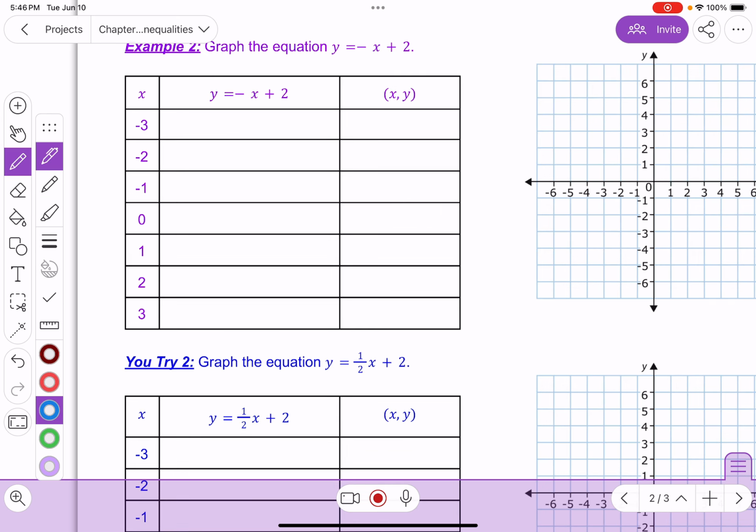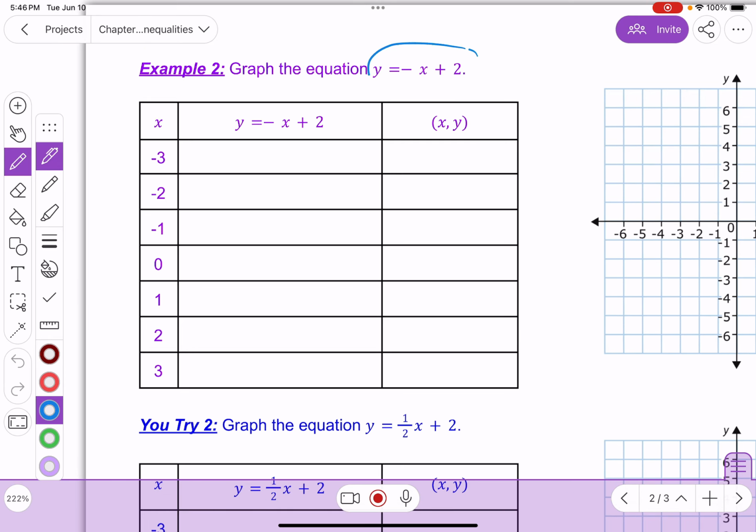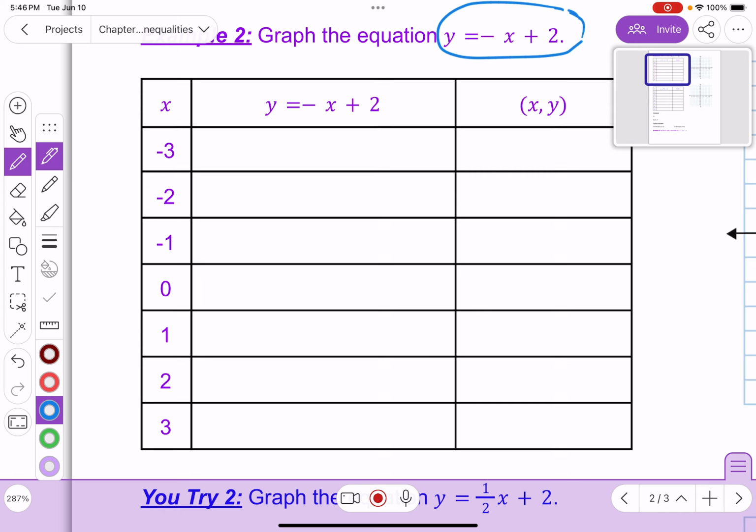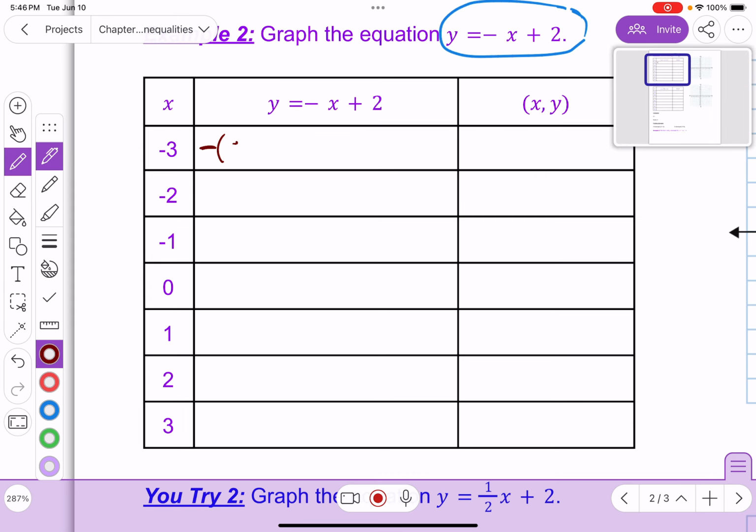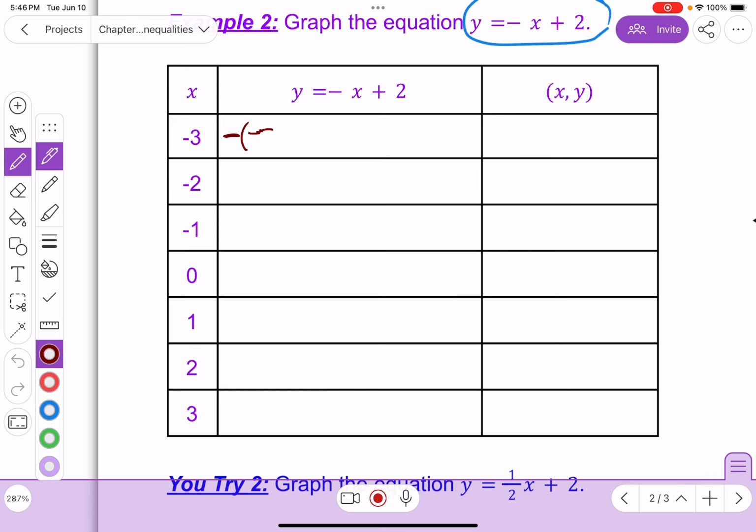It's up to you. So we have these same numbers here. This time we have the equation y equals negative x plus 2. So here, the equation is negative x. So we're going to put the negative. And then I'm going to put x in parentheses. So I'm going to say negative 3 plus 2.